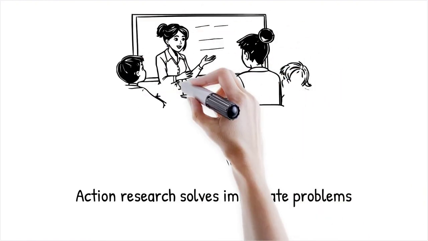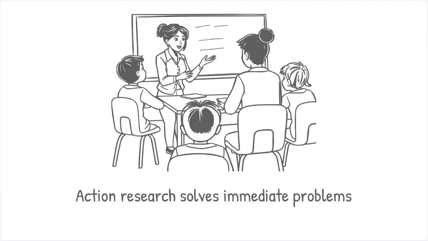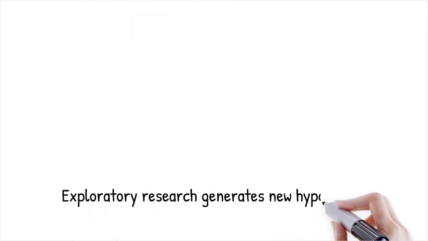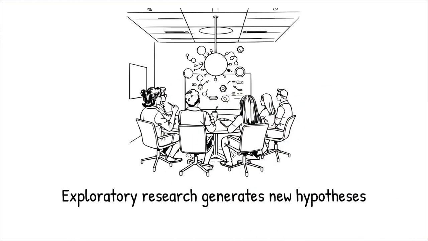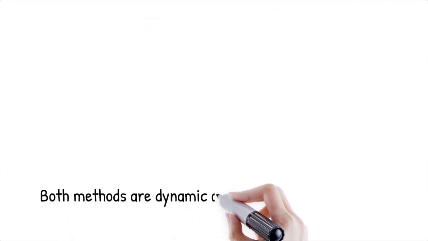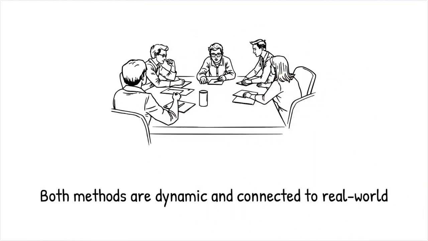Action research focuses on solving immediate problems while simultaneously studying the process to improve practices, often involving active participation from stakeholders. Exploratory research, on the other hand, is used when little is known about a phenomenon and aims to generate hypotheses and insights for further study. Both methods are dynamic, iterative, and closely connected to real-world challenges. They provide valuable feedback that can be used to refine approaches and inform future research strategies.